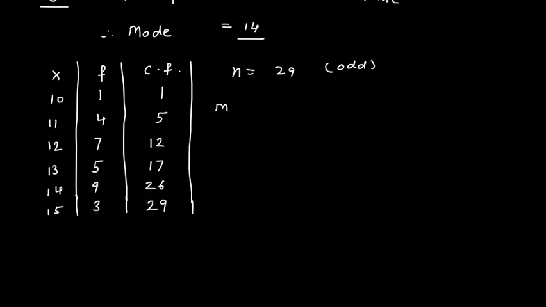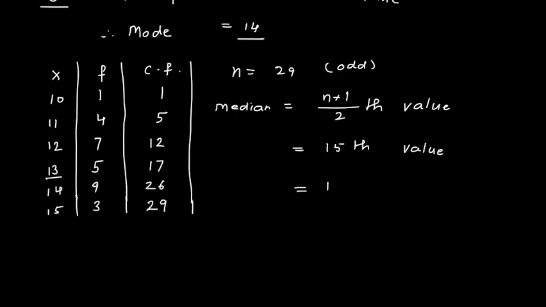So your median is the (n plus 1) divided by 2th value. N is 29, 29 plus 1 is 30, 30 divided by 2, that is the 15th value. Now for the 15th value, till 12 we have value 12, then from 13 up to 17 we have value 13. So here median is 13.